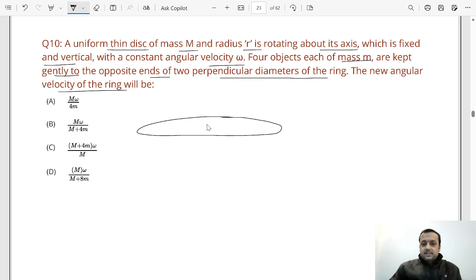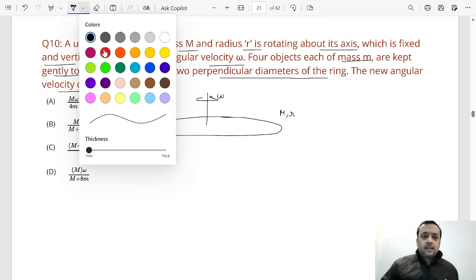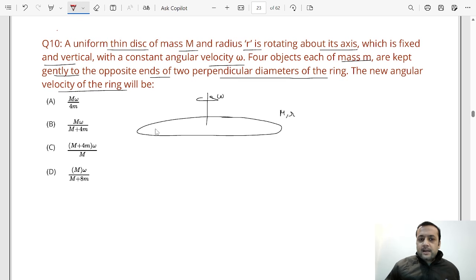Basically, this disk was having the mass M and radius R. It was rotating with the angular velocity omega. Now you keep four particles each of mass m on the perpendicular diameters. So look, this is one diameter, and this is the other diameter. One particle was kept here, another here, another here, and the last particle was kept here. So we can conserve the angular momentum because as a system the net external torque is zero.